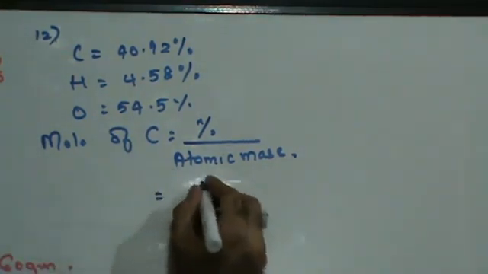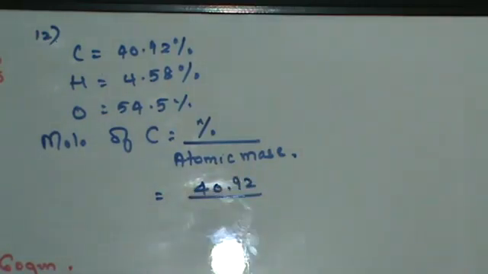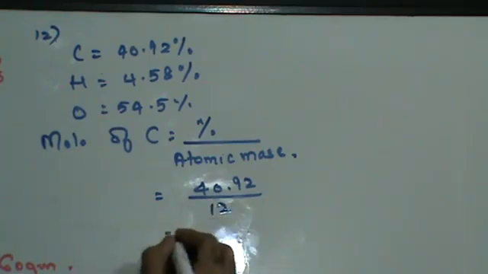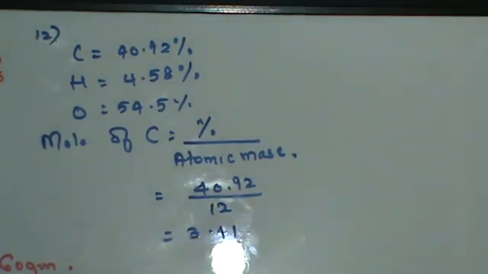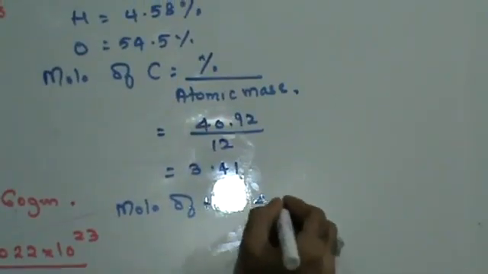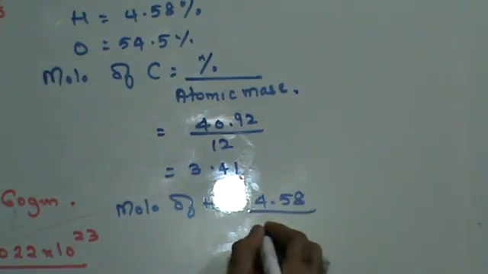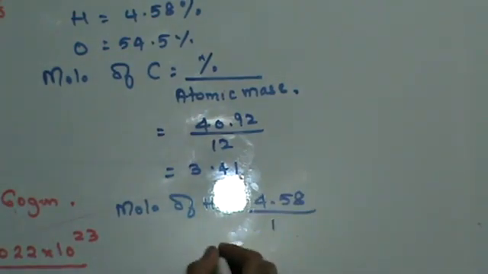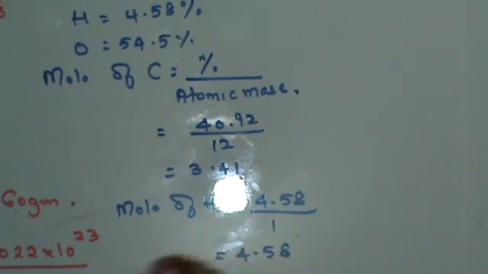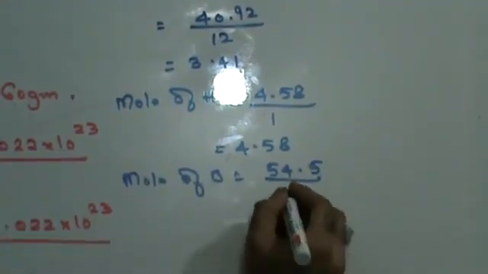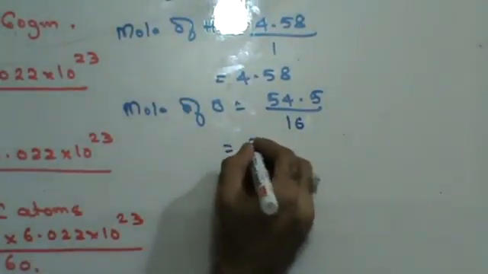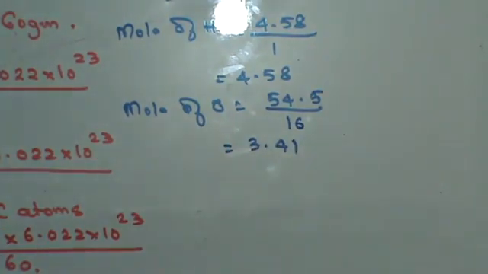So for carbon it will be 40.92 divided by the atomic mass of carbon. Atomic mass of carbon is 12. When you divide, this is 3.41. Similarly, you can find out moles of hydrogen. Percentage is 4.58 divided by hydrogen's atomic mass, which is 1. So that's 4.58. Then you can find out moles of oxygen. Oxygen is 54.5 divided by 16, which is going to be 3.41 approximately.